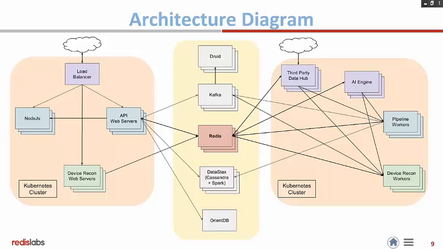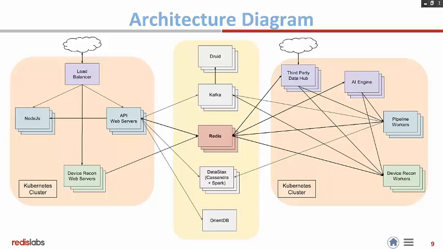These are our API servers and our device recon web servers. Our UI runs on top of Node.js, and then there's a load balancer and all that kind of stuff. And in the middle are all our database components within our architecture.